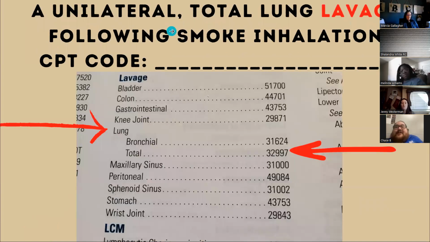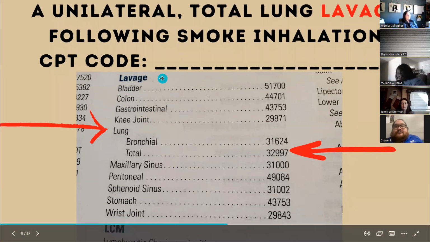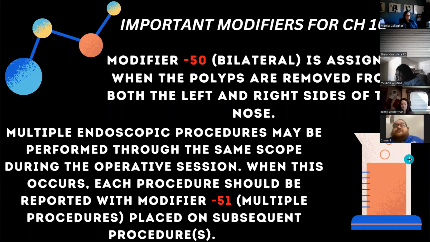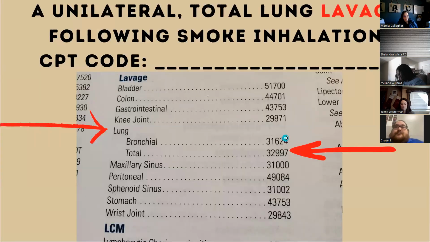Okay. And the next is a unilateral total lung lavage following smoke inhalation. So our key term is going to be lavage, which is here. Then we look for lung, and then that word total: 32997. I did not take a picture of it in the tabular, but you guys know we always look in our index, then we check the codes in our tabular to make sure we've chosen correctly. So that's basically exercise 16-1 done for you guys.